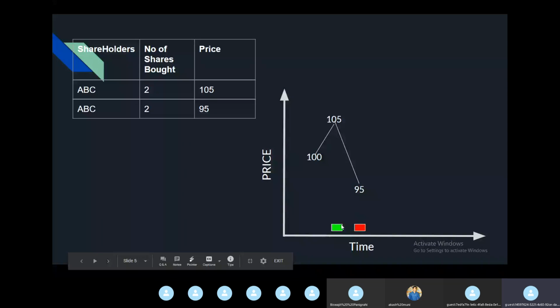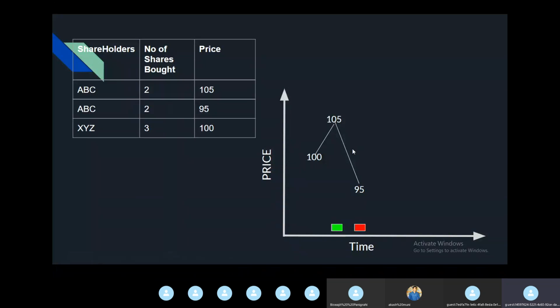So this is a volume. This is a price movement and this is a volume. And as we go, this is the time. So price, time, and this is the volume. So next what happened? Another company called XYZ came and bought three shares at 100. So we plot it. That is a good thing.